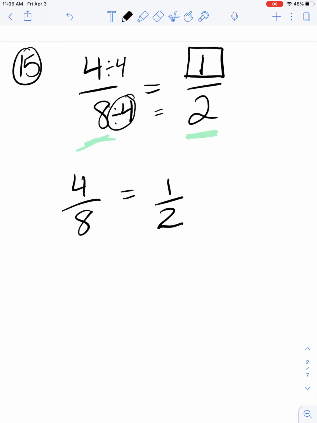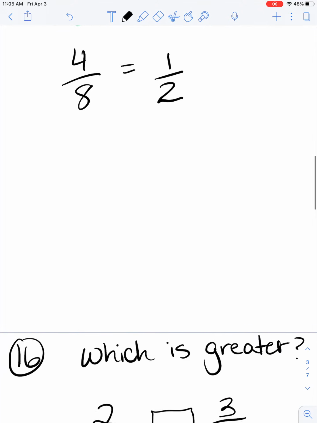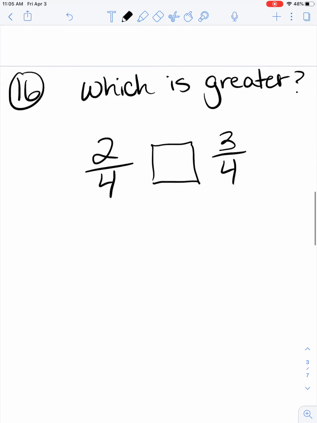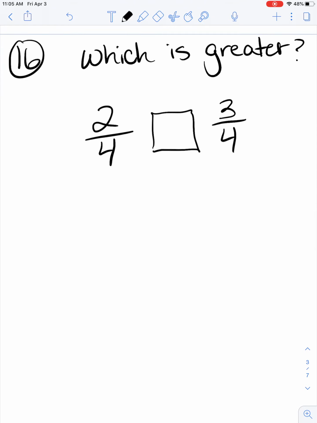Remember how we always were looking for halves when we were doing comparison with fractions? We were always looking for those halves. Is it greater than a half? Is it less than a half? And I believe our next problem, yep, has to do with that. So let's take a look at our next problem.